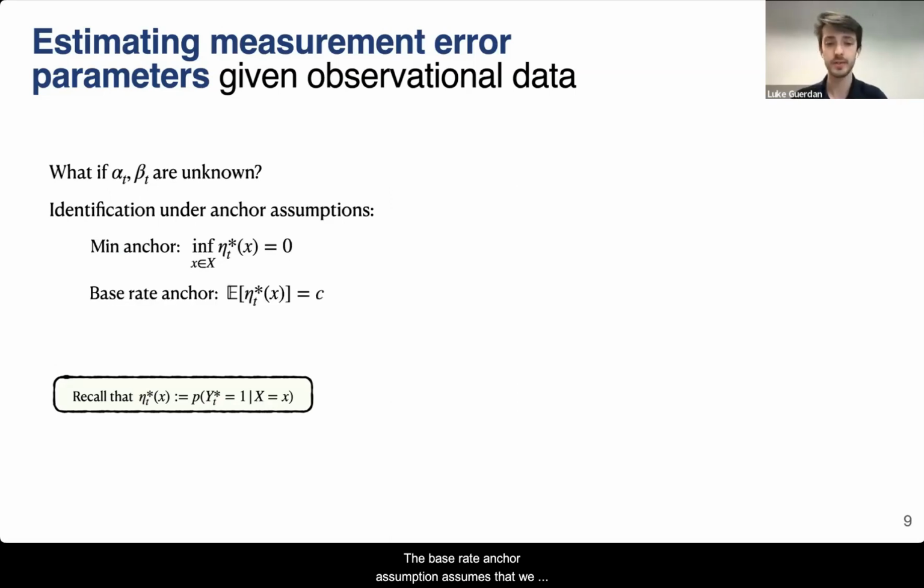The base rate anchor assumption assumes that we know the expected target outcome probability takes some scalar value C. And this quantity is often estimated as part of randomized controlled trials while estimating the conditional average treatment effect. Finally, the max anchor assumption assumes that there's an instance at near guaranteed risk of the disease. And this assumption can be reasonable if a diagnosis has been confirmed via additional gold standard tests or a biopsy.